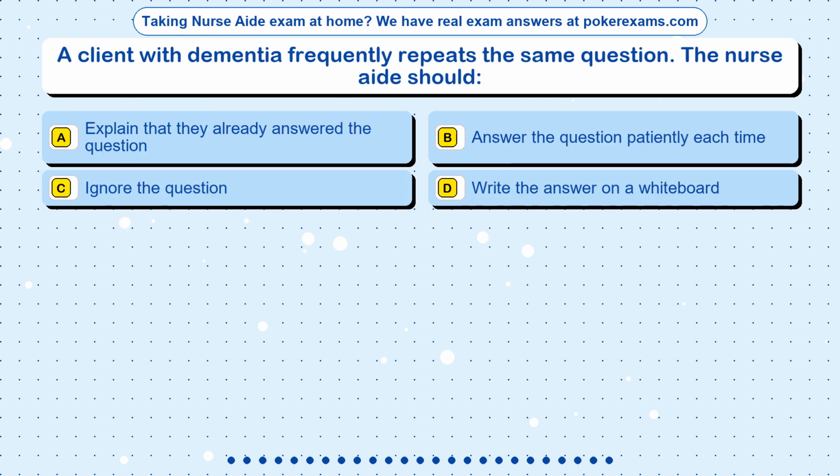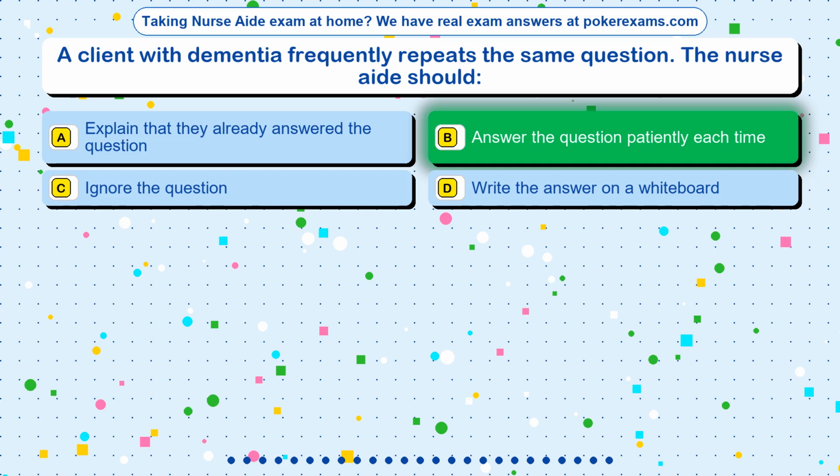Question 14. A client with dementia frequently repeats the same question. The nurse aide should: Option A, explain that they already answered the question. Option B, answer the question patiently each time. Option C, ignore the question. Option D, write the answer on a whiteboard.